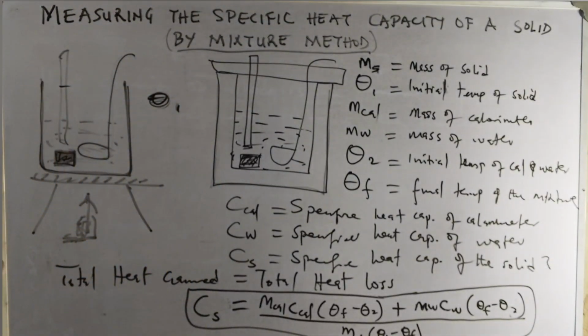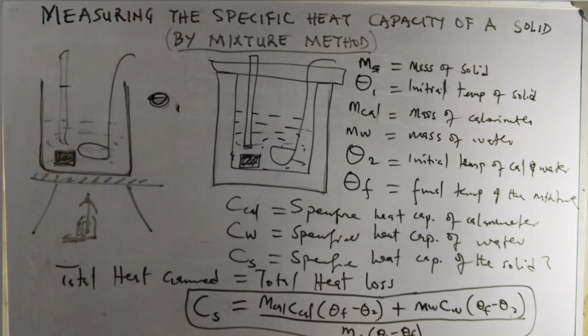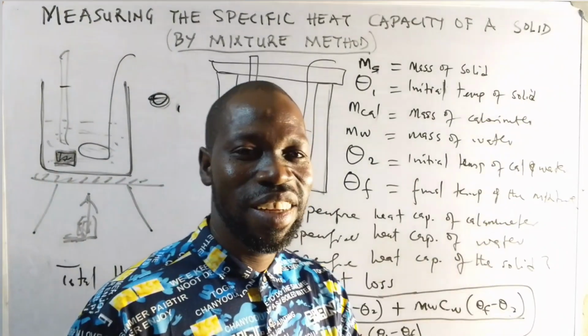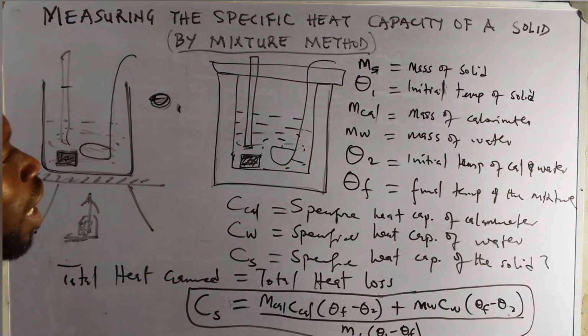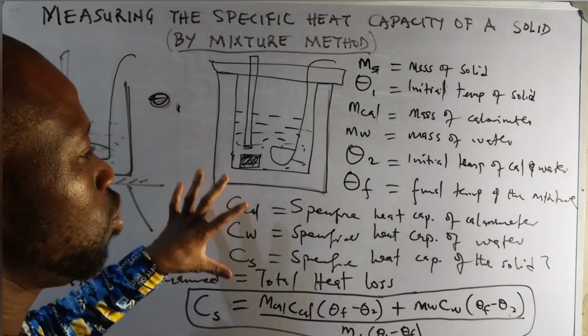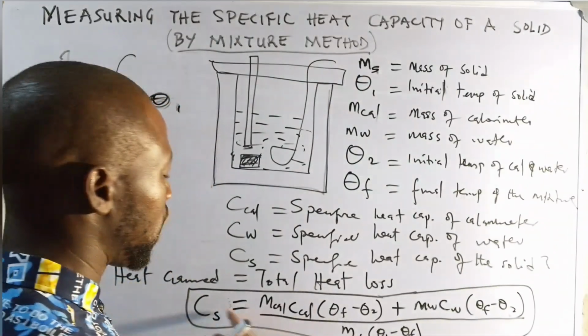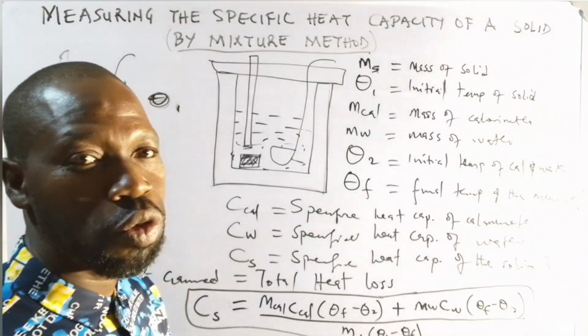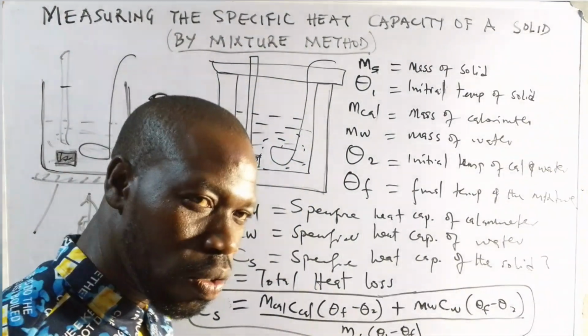Then another good precaution is to ensure that you avoid error due to parallax when making readings on the thermometer. Yes, make sure you avoid error due to parallax. And with some of this, you'll be able to have this experiment well conducted and get the specific heat capacity of any type of solid you are looking for, using the mixture method. Thank you.